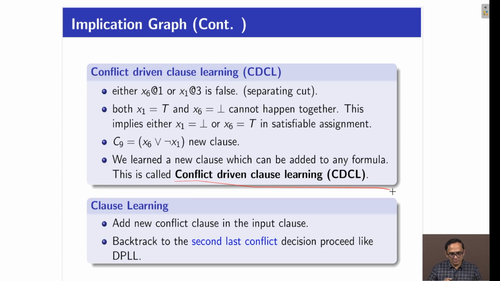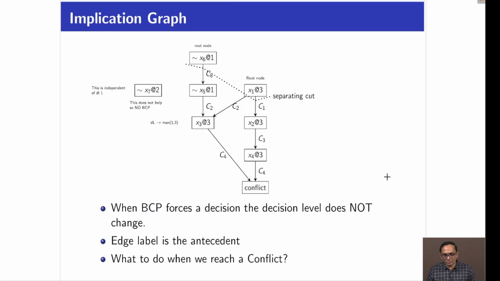But the second point is till what point I remove this. This is the graph I learned from here, and I say that this is the cut. What is a cut? It says that your root node or decision node and the conflict node should be on opposite sides. In other words, all paths from the root node to the conflict node should go through this cut. If you learn a clause from this cut, it makes sure that you never reach this conflict through the same decision procedure again.